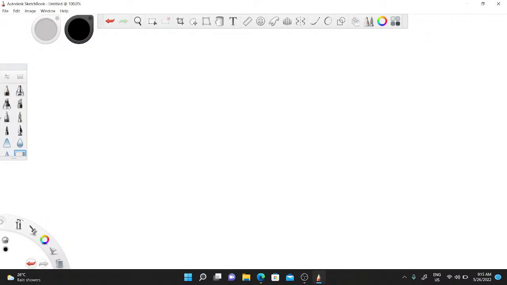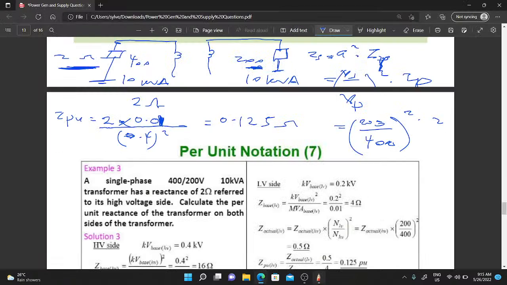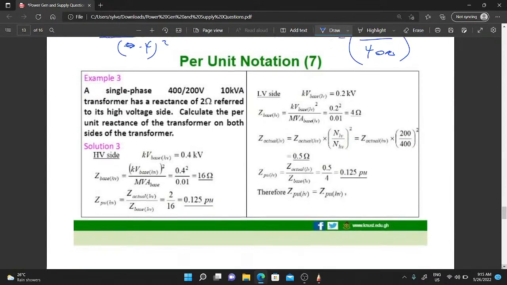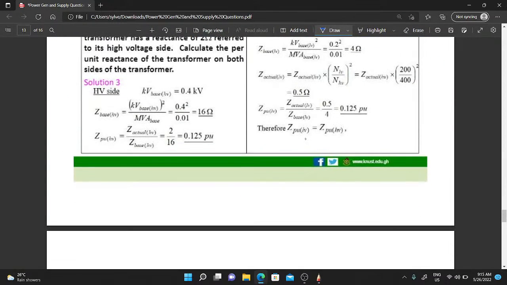That's it for that question too. So ZPU at the low voltage winding is equal to ZPU at the high voltage winding. And then you have that.